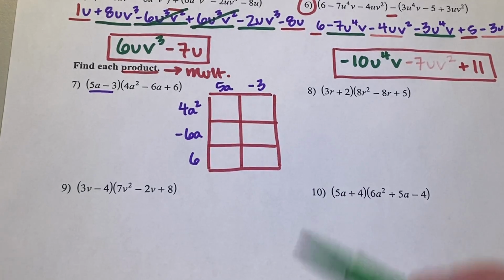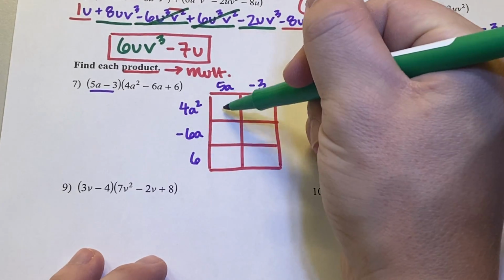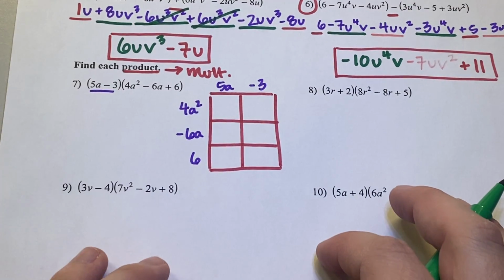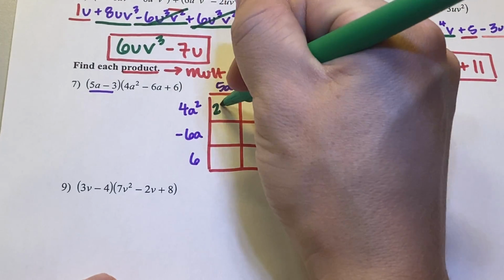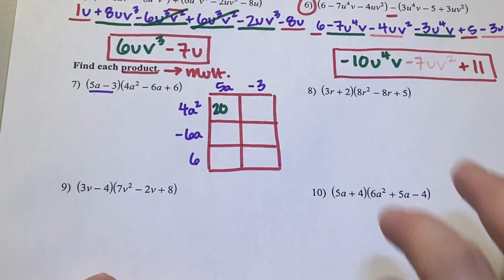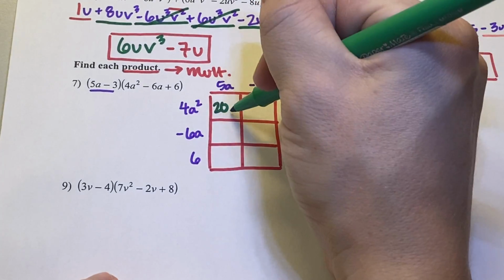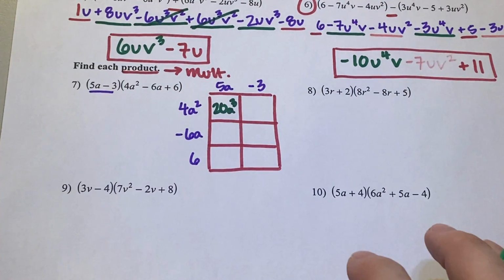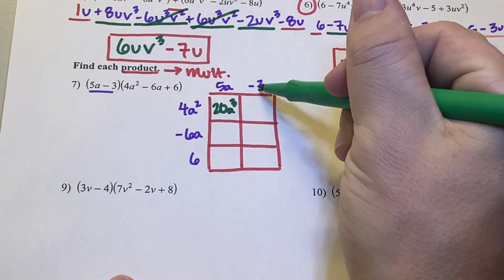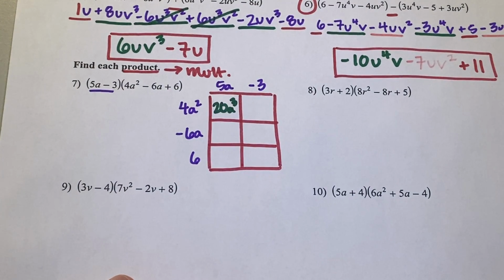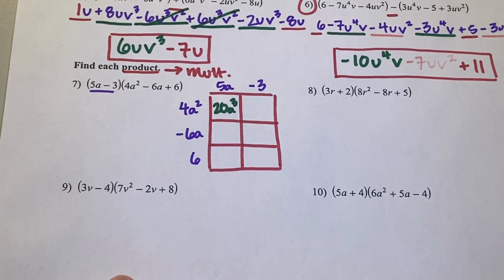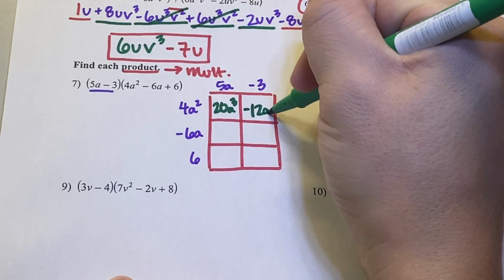Okay, so my first box, 5a times 4a squared. What are we going to get? 20a squared. Very close. I agree, 20. But then I have 2 a's and then another a. 20a cubed. Nice. 20a to the third or 20a cubed. Okay, my next box, -3 times 4a squared. -12a squared. Love it. -12a squared.